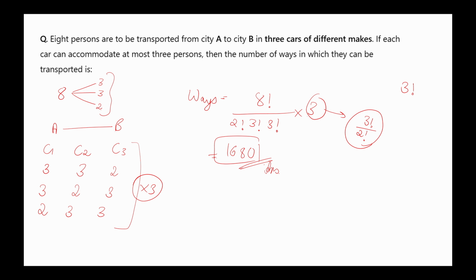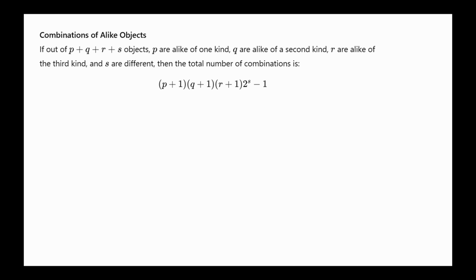Let's now jump into another topic, combination of alike objects. Again, let me take that basket example that we were taking: 2 oranges, 3 watermelons and 4 mangoes, let's say. Earlier, when we used 2 to the power n as our formula, what were we doing there? We were finding out the number of ways in which we can collect fruits. That includes collecting 1 fruit, 2 fruits, 3 fruits, up to 9 fruits as well.